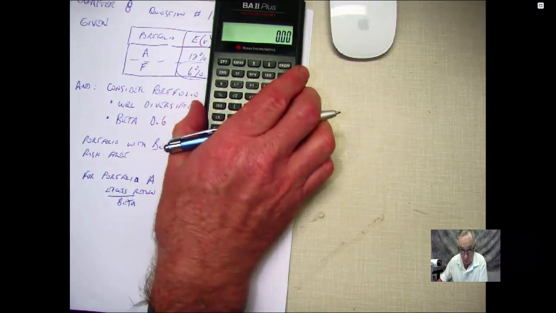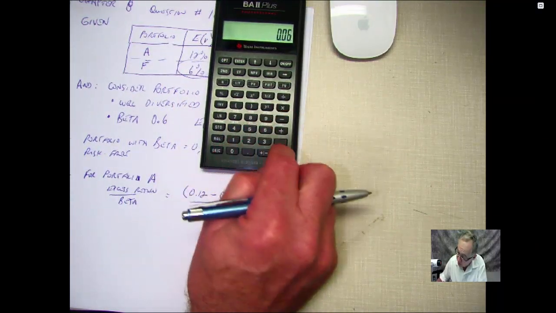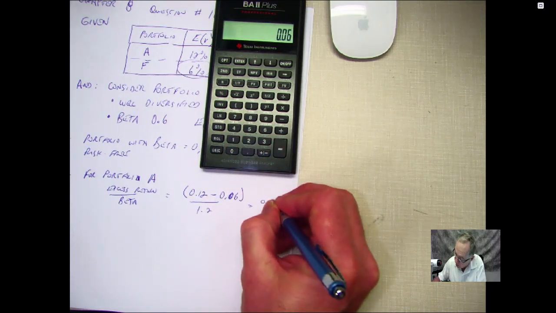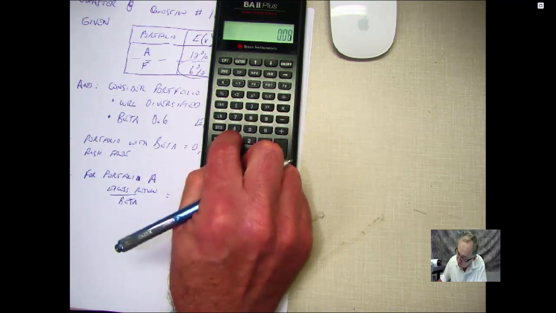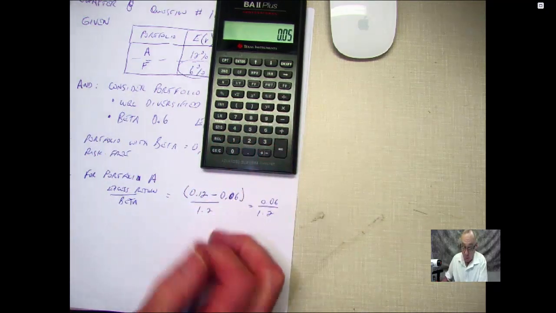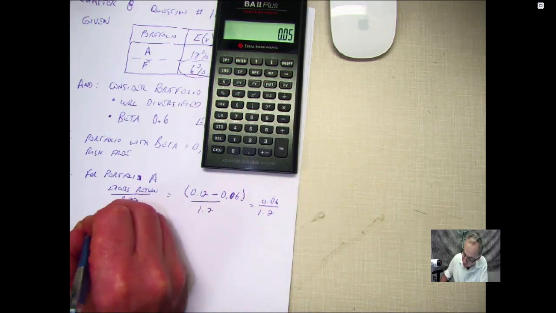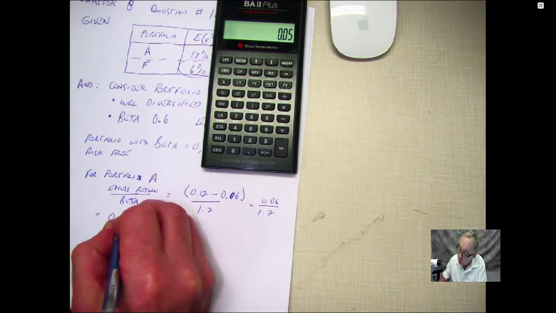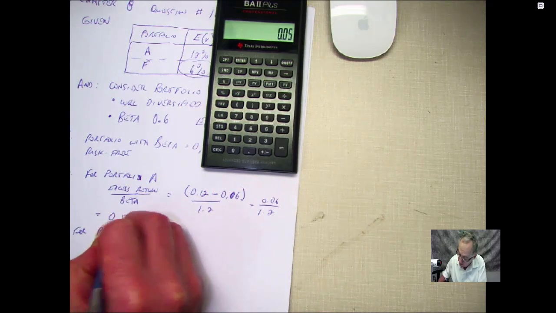Okay, so let's just calculate that quickly. We can get a place without glare. Okay. 0.12 minus 0.06 is 0.06 over 1.2. So portfolio A, excess return to beta is 0.05.